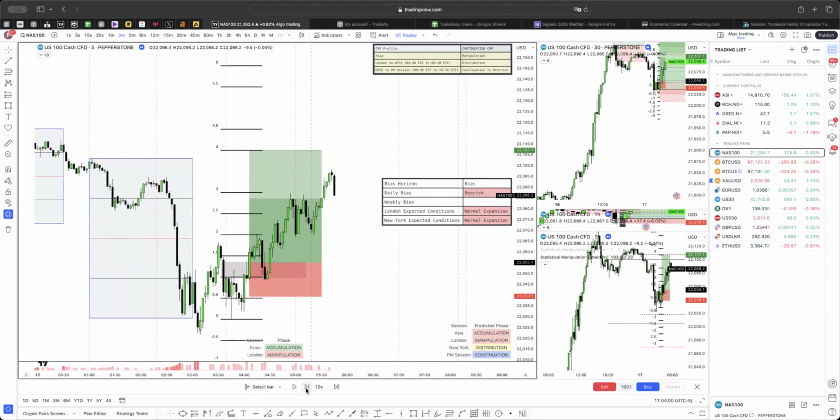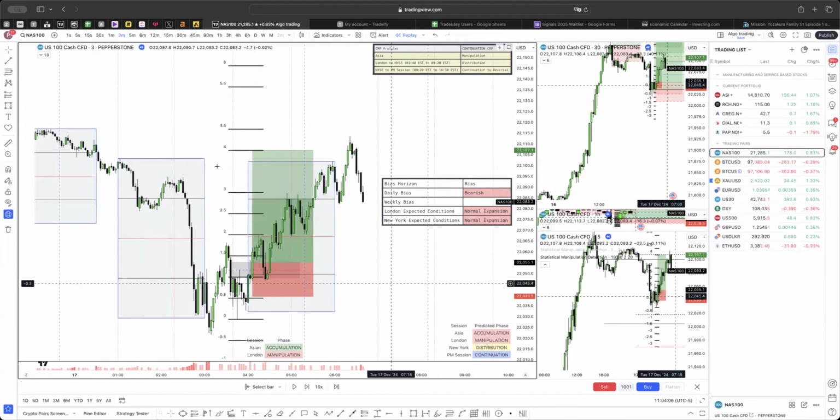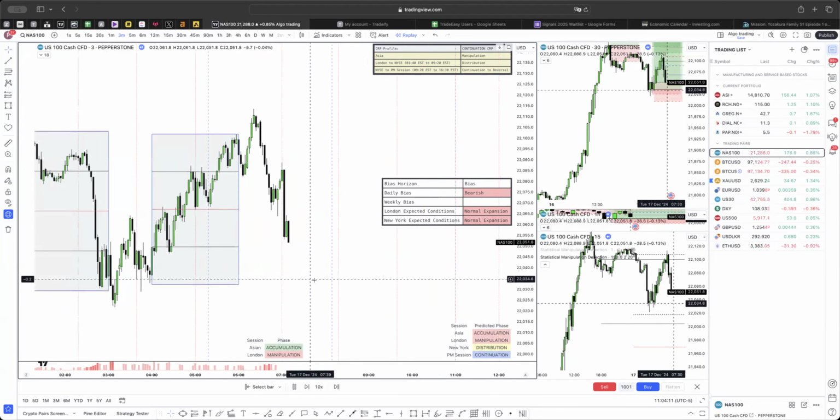So almost that partial, there we go. So you take 50% to 80% off and the remainder hits full TP. Okay. So now what we'll do is we'll go one step ahead and take a look at the next day, the next trading day.